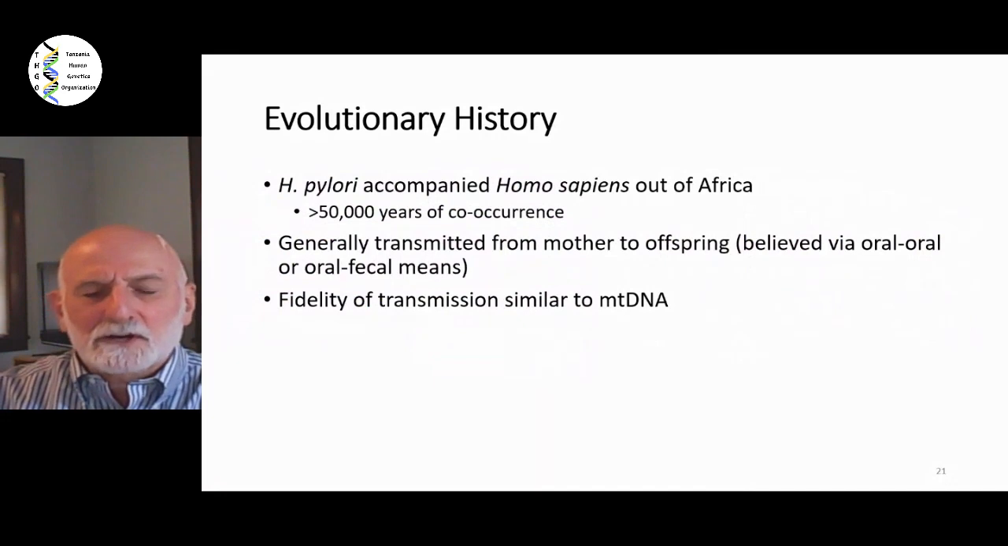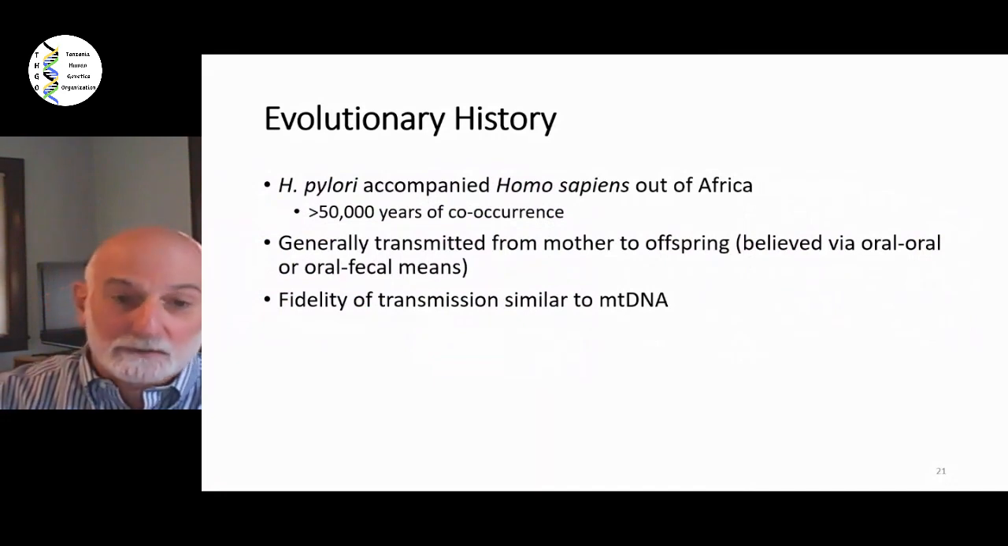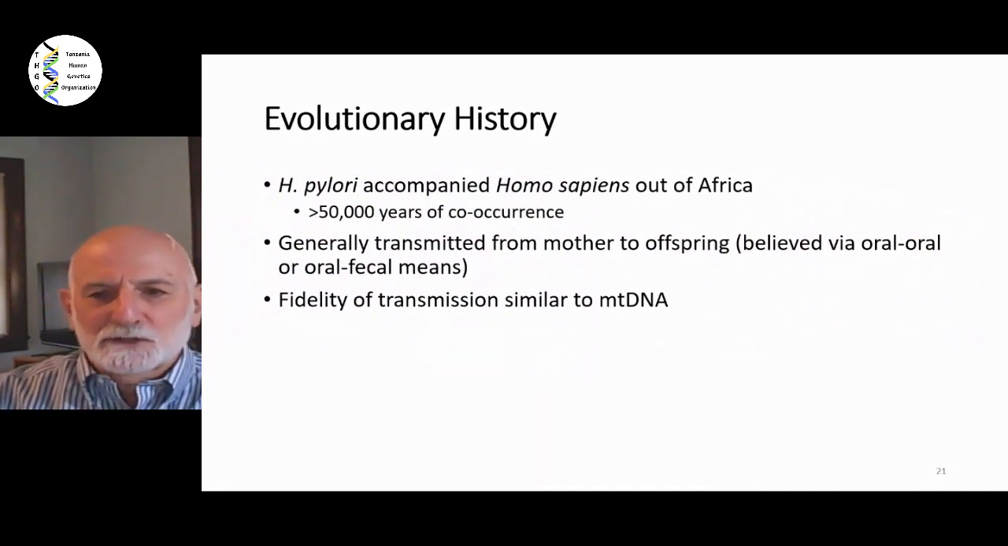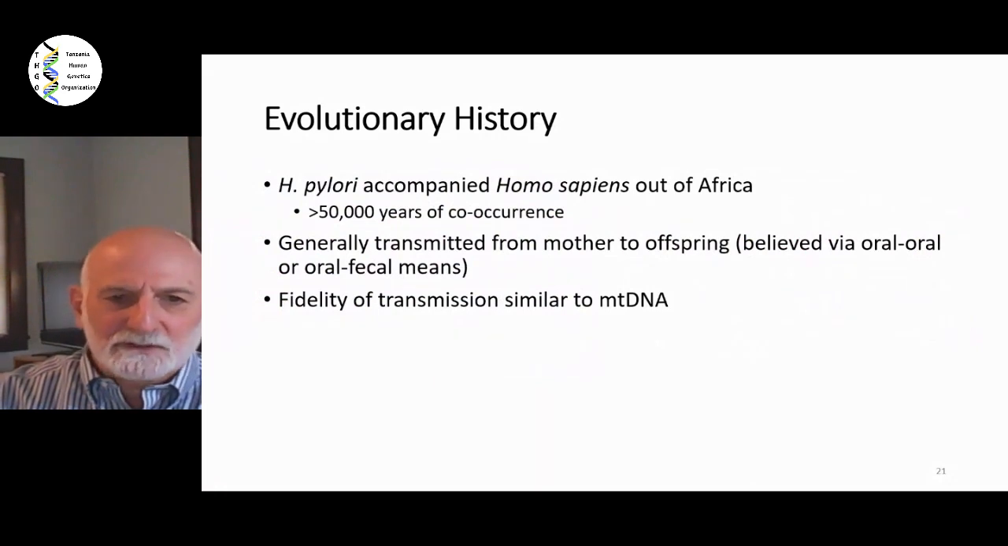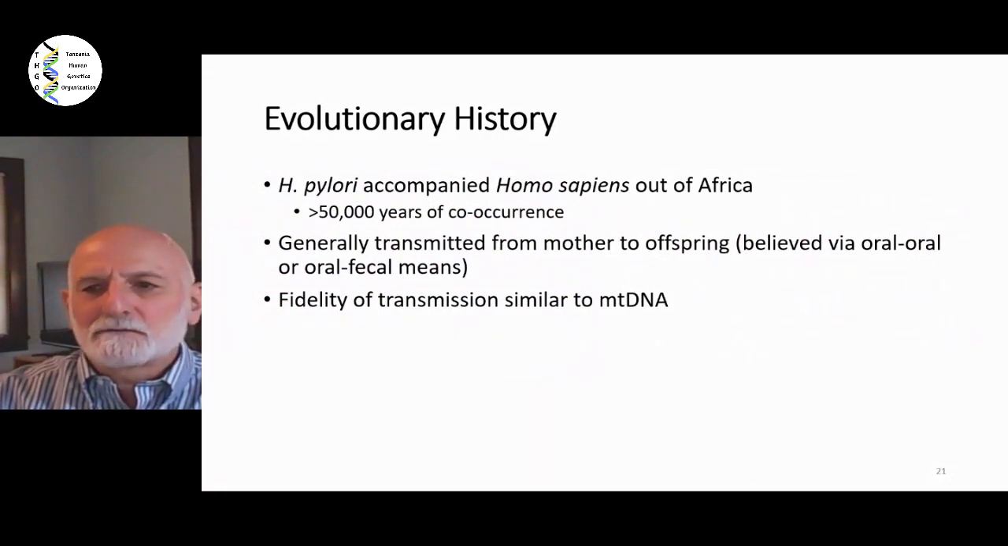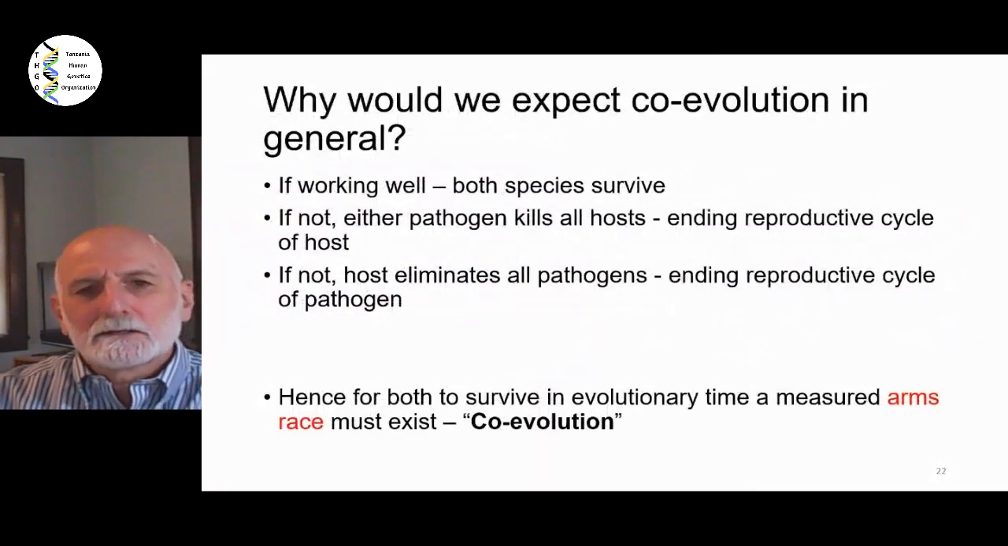So we've got this co-occurrence, so there's ample time to co-evolve. You've got this vertical transmission, oral to oral or to fecal, and you've got this very, very strong fidelity going. So why would we expect coevolution in general?